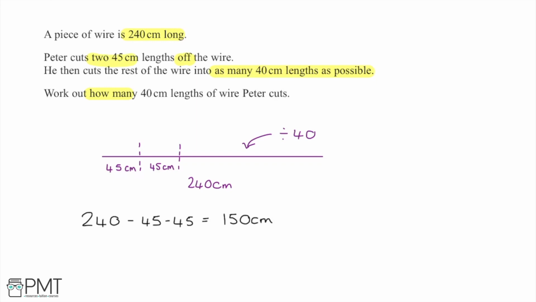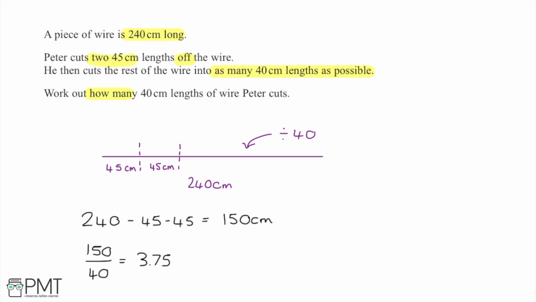So in order to find this out, I'm going to take the 150 and then divide this by 40 to see how many 40s go into 150. And if we put that into our calculators, that gives me an answer of 3.75. So theoretically, he'd be able to cut this remaining piece of wire into 3.75 of these 40cm lengths.